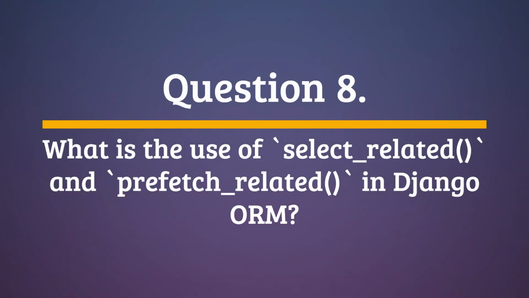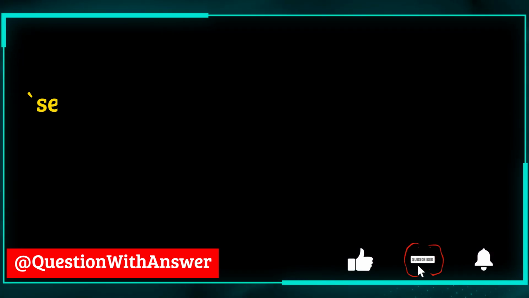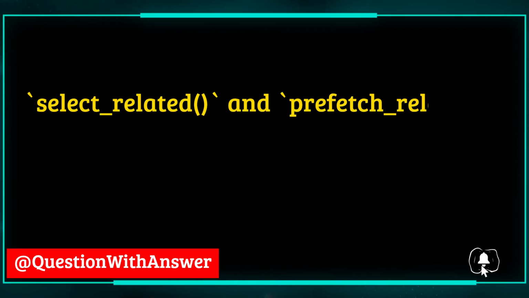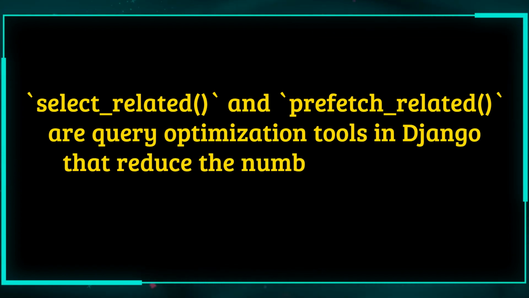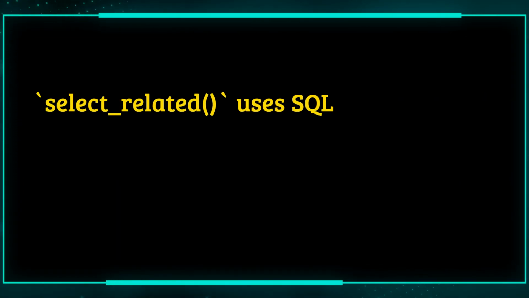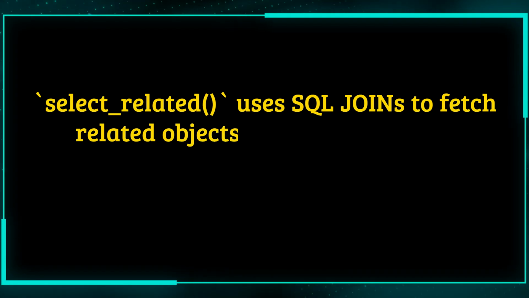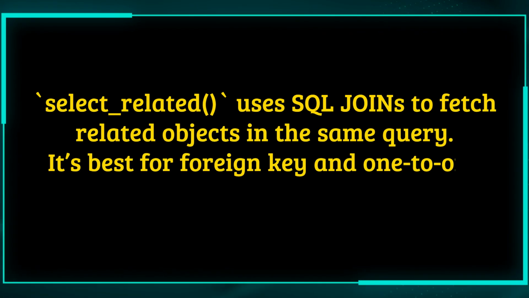Question 8. What is the use of select_related and prefetch_related in Django ORM? Answer. select_related and prefetch_related are query optimization tools in Django that reduce the number of database hits when dealing with related models. select_related uses SQL joins to fetch related objects in the same query. It's best for foreign key and one-to-one relationships.